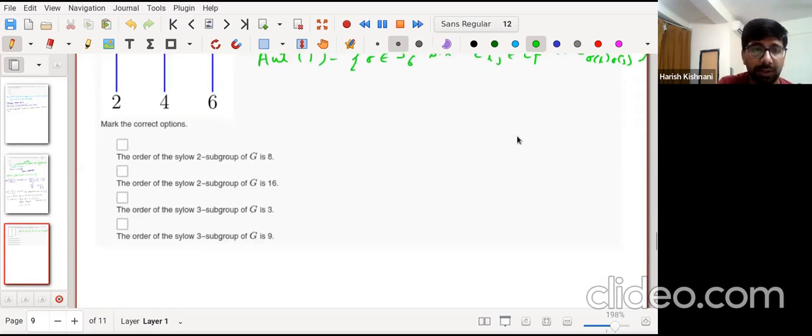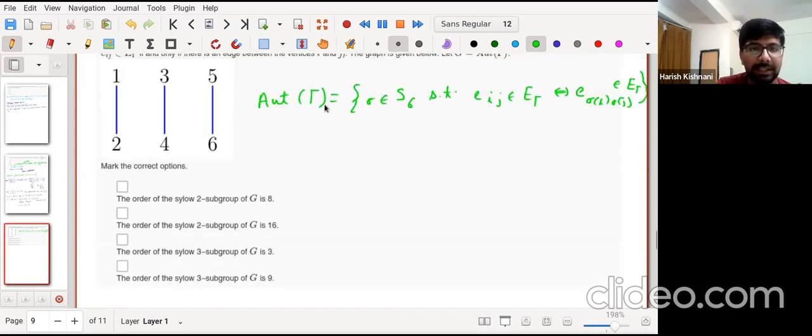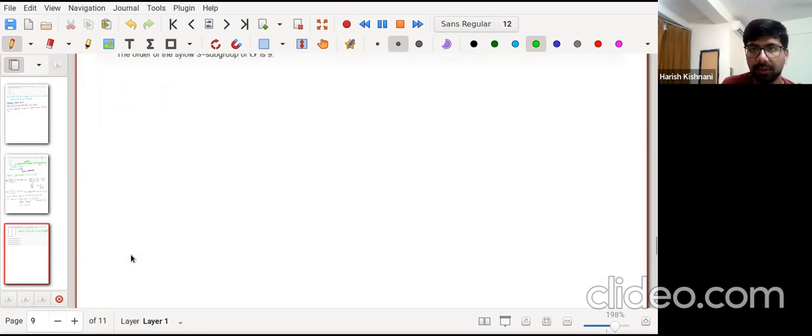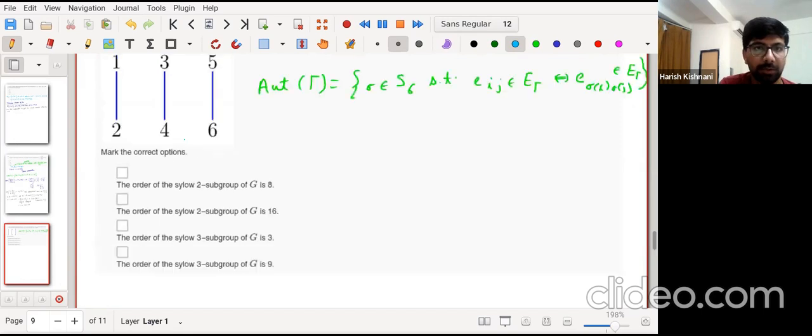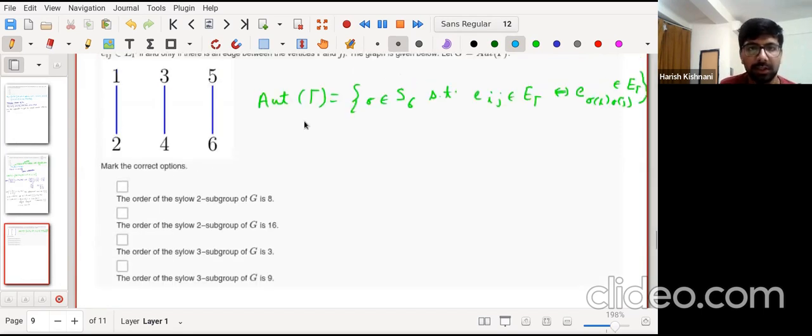Now it's saying the order of the Sylow 2-subgroup of G is 216 or the Sylow 3-subgroup is 3^9. So we will explicitly compute what this automorphism group is, and if we have the explicit computation of this group, then we will be able to answer this question. Just pay some attention, because for the first time we are going to compute an automorphism group of a graph in our tutorial. So it might be a bit tricky.